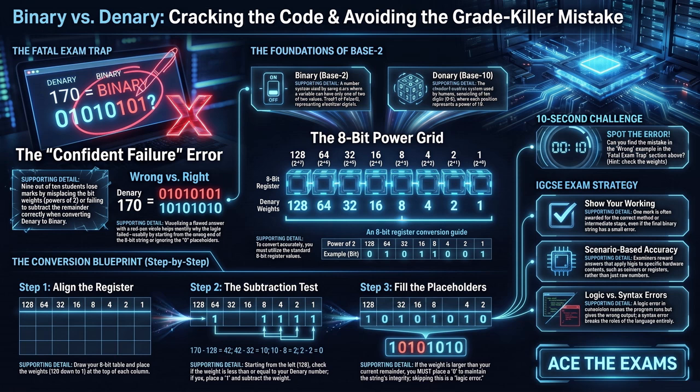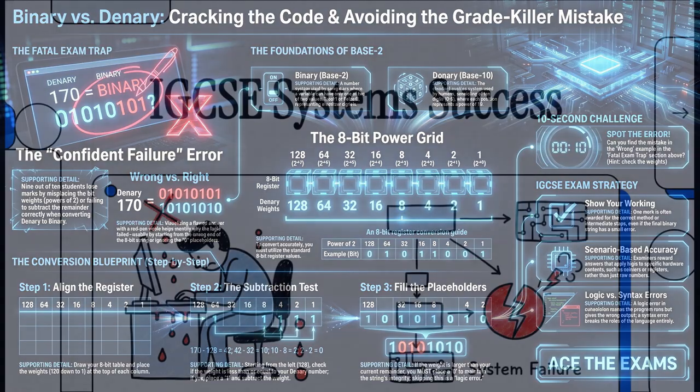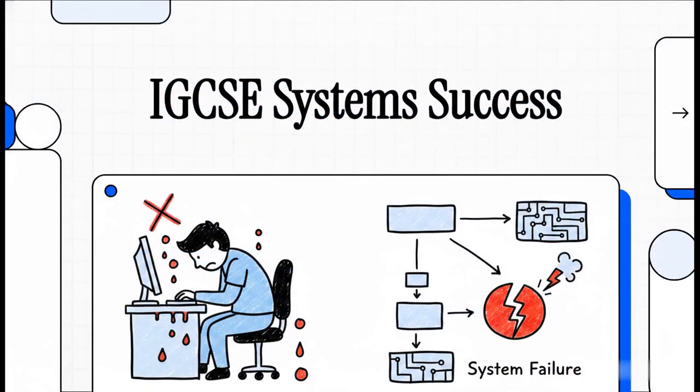It's actually wild. 9 out of 10 students are quietly bleeding crucial exam marks right at the very start of their computer science papers. They don't even realize it's happening. Today, we're jumping straight into the high-stakes reality of the IGCSE exams to figure out how a completely tiny, seemingly harmless error can cascade into a total system failure.